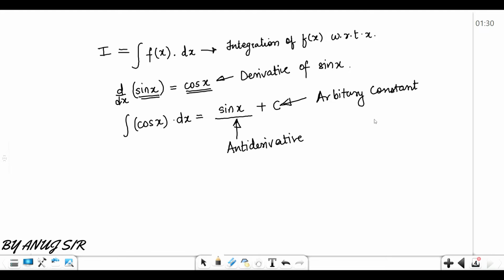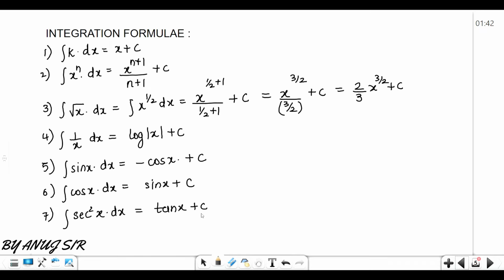Whenever we do the integration, we write plus c along with the antiderivative answer. Now what is this arbitrary constant? This arbitrary constant is a parameter. If you keep varying this, the answer of the integration can change. You can think of it in the reverse process.